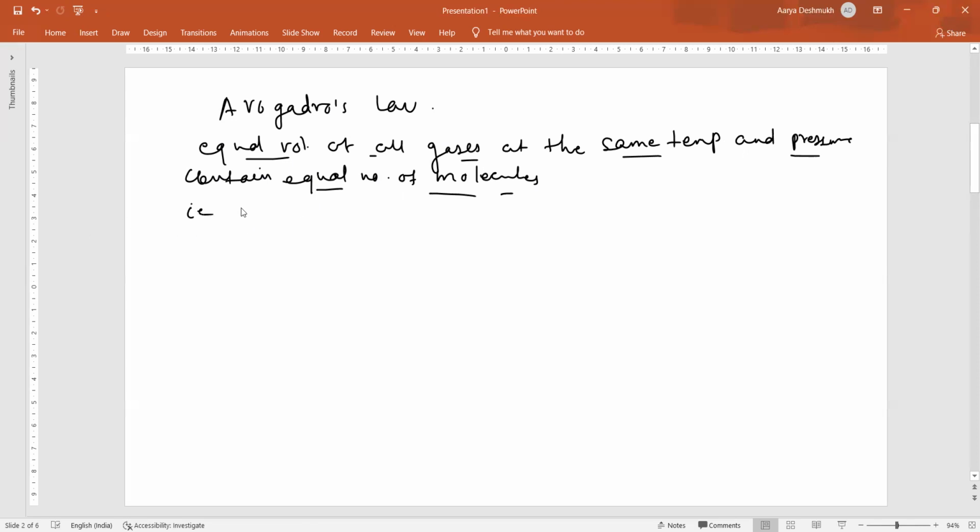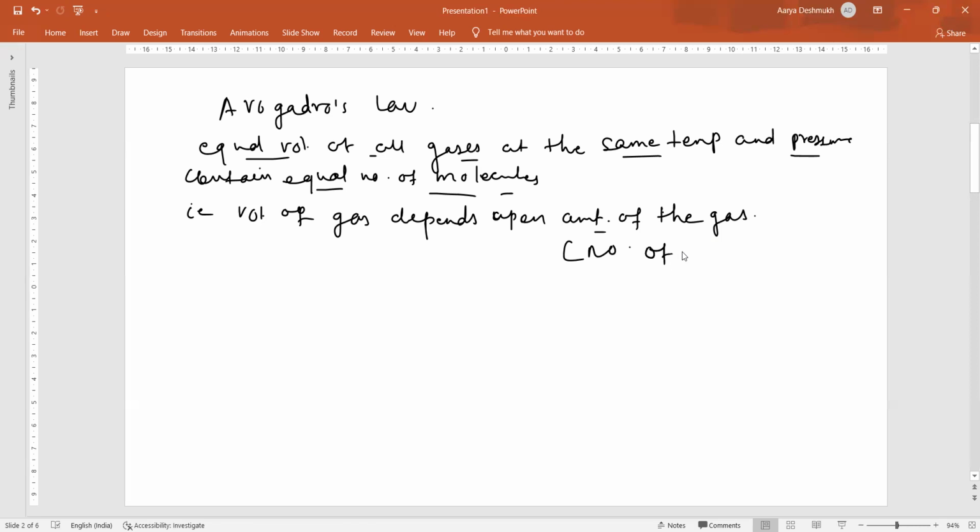It means that the volume of gas depends upon the amount of the gas. In earlier laws, we were assuming that the mass is kept constant. So here the amount of the gas is important. Avogadro for the first time talked about the amount of the gas that we are considering. The amount of the gas is nothing but the number of molecules. You can interconvert those molecules into moles, weight into molecules, and so on.